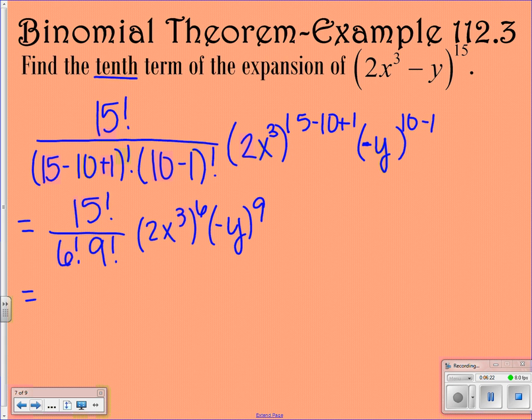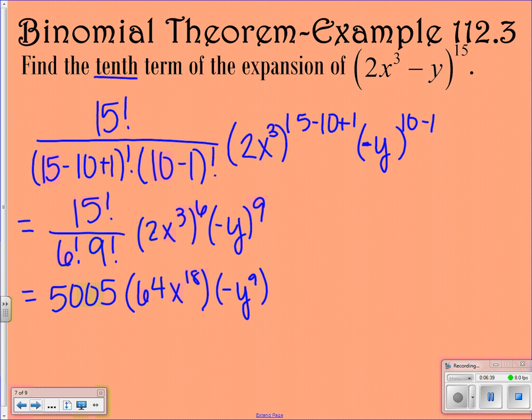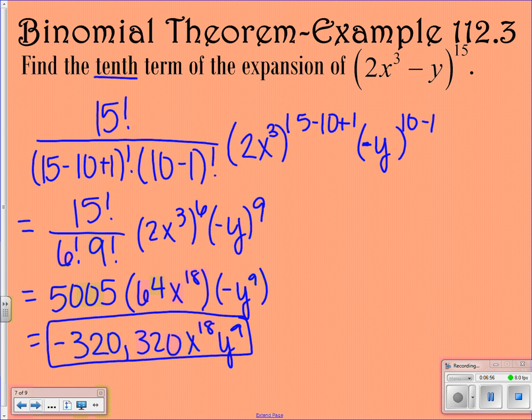So if you simplify those factorials, you should get 5,005. 2 to the 6th is 64, and then we would have x to the 18th. And then negative y to the 9th is going to be negative y to the 9th. And so now we need to multiply 5,005 times 64 times negative 1. And so we get negative 320,320. And then we have x to the 18th and y to the 9th. And so that would be your answer there.